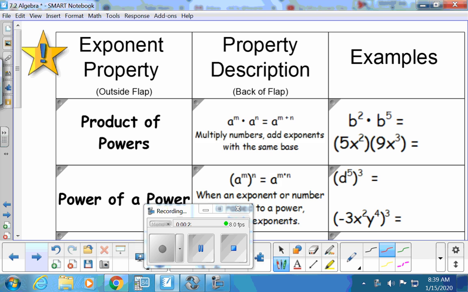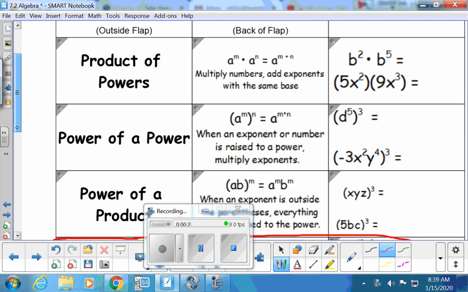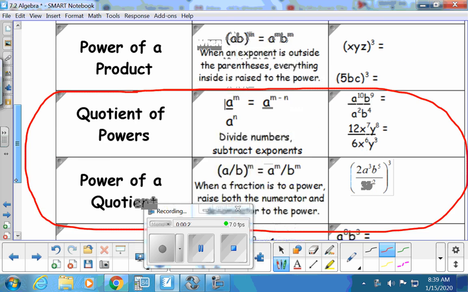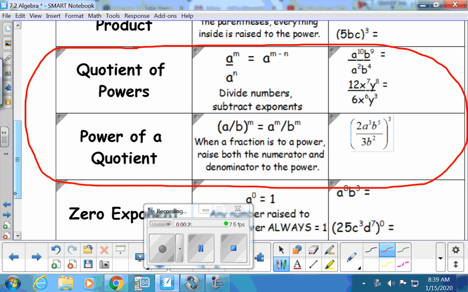Alright, so on Monday, we did the first 3 properties on your property sheet. Today we're doing quotient of powers and power of a quotient. Quotient of the powers, I have a little bit of song to sing you. I wrote it on my whiteboard so the students were writing it down, but it goes like this.